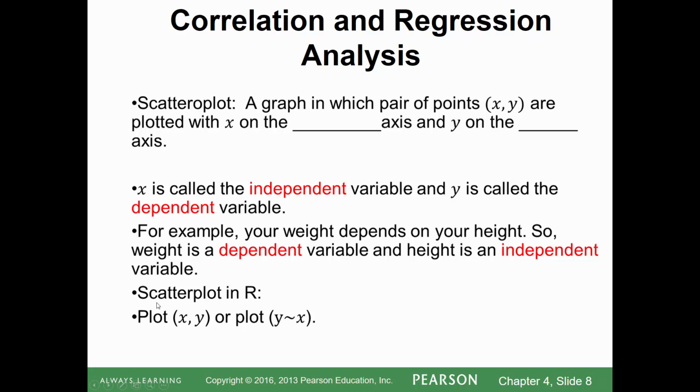And then if you want to create a scatter plot in R, and I'm going to show you how to do this in a moment, you're going to use the command plot, and this should be a lowercase p. You can do plot x comma y, or you can do plot and then y tilde x, whatever your preference is. I'm just going to use the x comma y format, but remember the p there is lowercase.